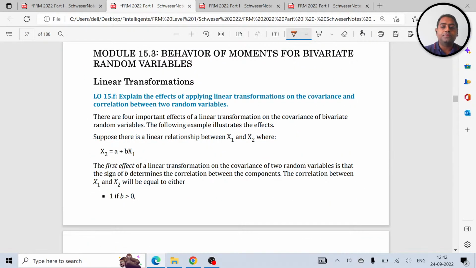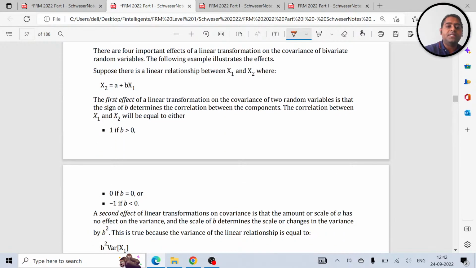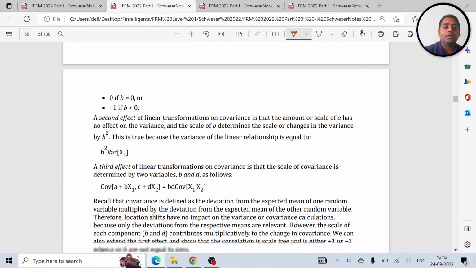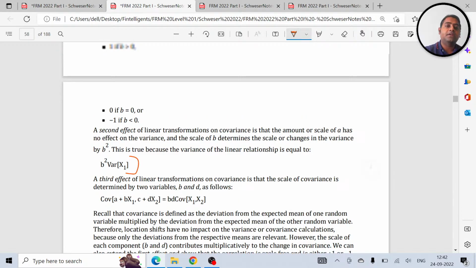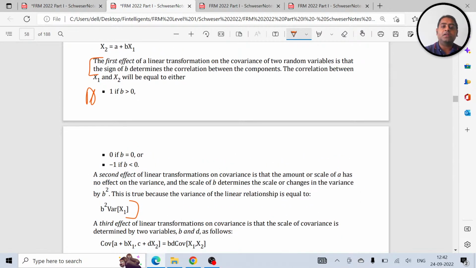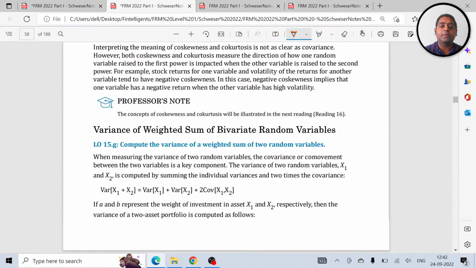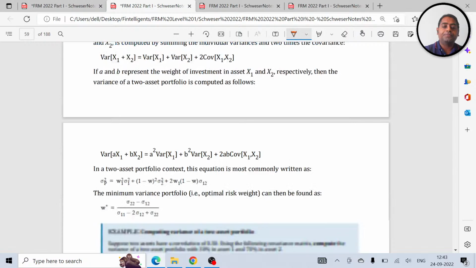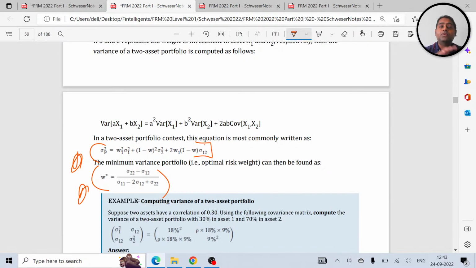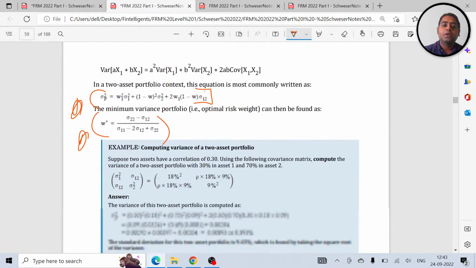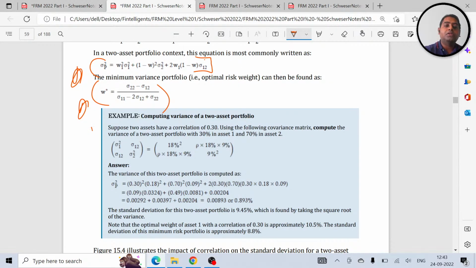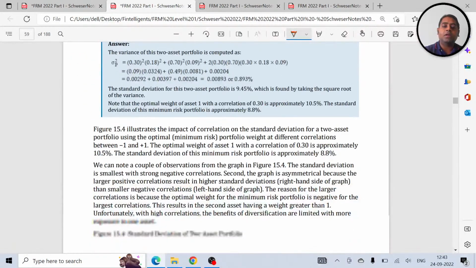Linear transformation. Over here, the first effect and the second effect are important. So I'm just marking it with a star so you can read and make yourself comfortable with this. Variance of the weighted sum: this formula and this formula are important. Even though in the exam they might not ask you to calculate, they might ask you the theoretical aspect of it. So please make sure that you're good with it. Also, this sum which is connected to the formula.